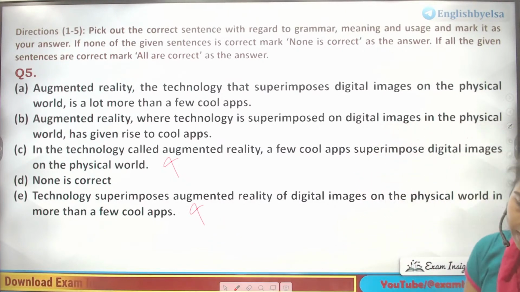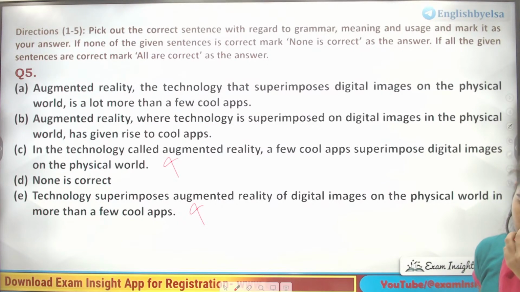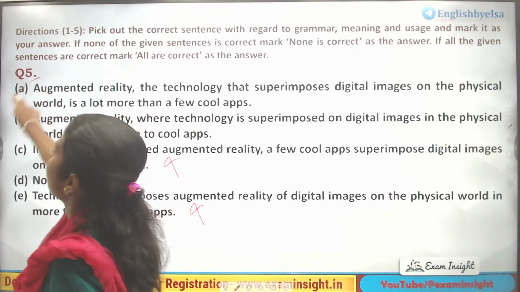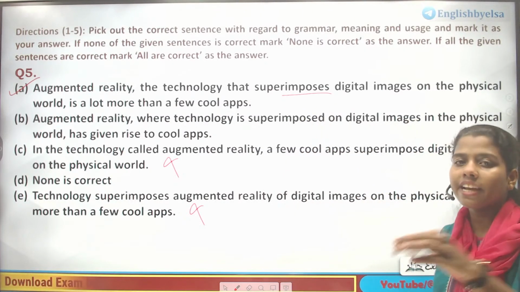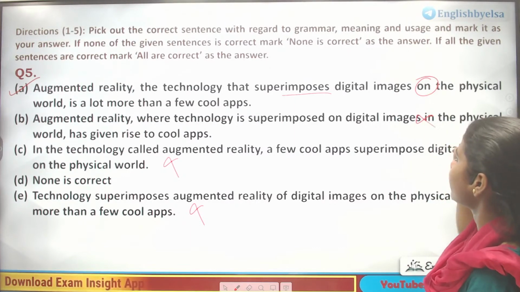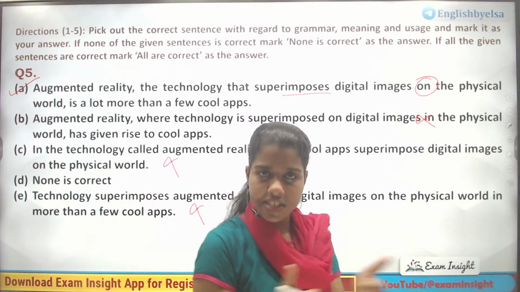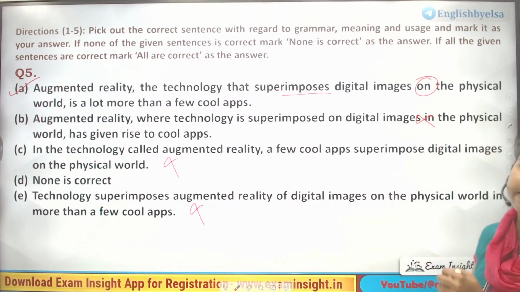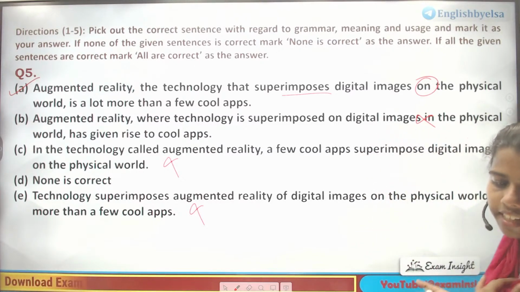Out of A and B, which one would be the correct one? Superimposes, yes, I will have to choose option A. The reason is that here it is imposes, and imposes takes a preposition, on, and not in. Imposes, that is, imposed on that person. You may have heard such phrases. So imposes takes on with it. Option A is the correct option for question number 5.